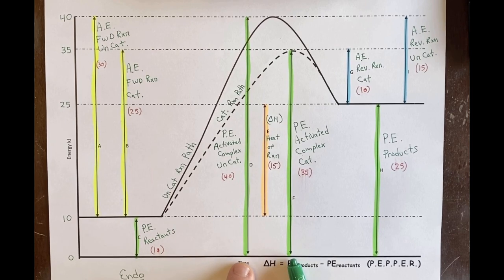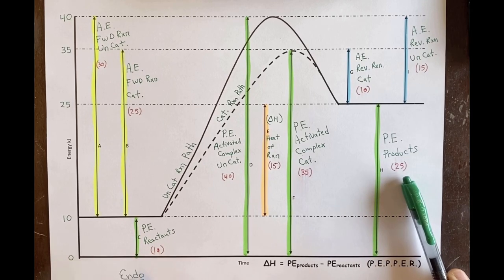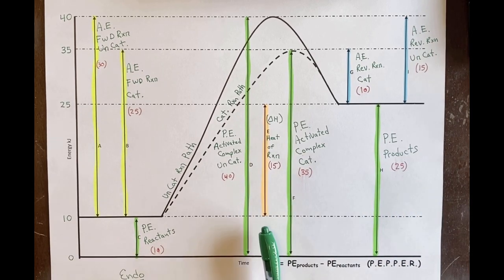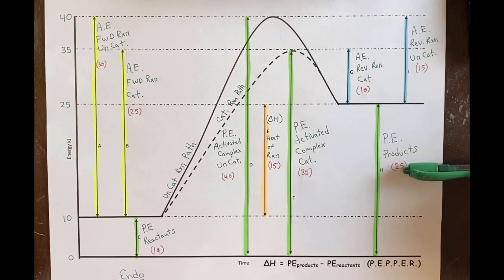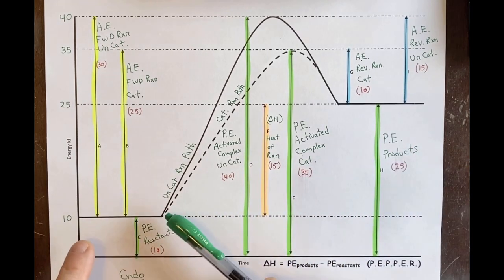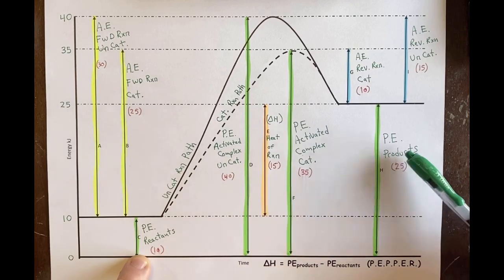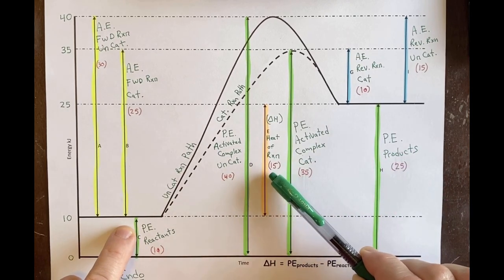The PE of the activated complexes, they don't change ever. They're in the same spots they were, okay? The PE of the reactants is in the same spot it was, it's just smaller now. PE of the products, same spot it was, just larger. And then delta H, it's the same thing. It's the potential energy of the products. So in this case, the products is worth 25 minus the potential energy of the reactants, which in this case would be 10. So 25 minus 10 is positive 15.